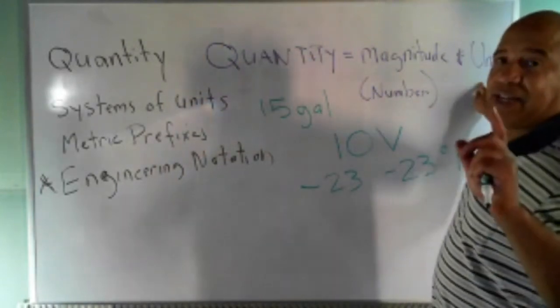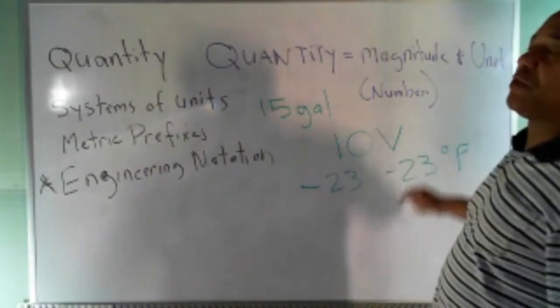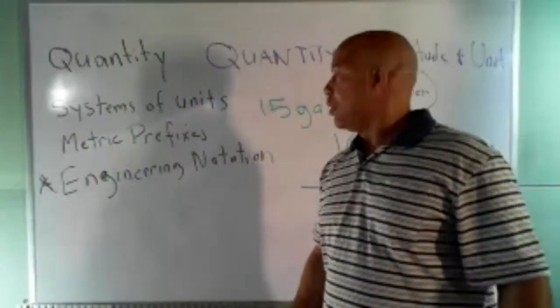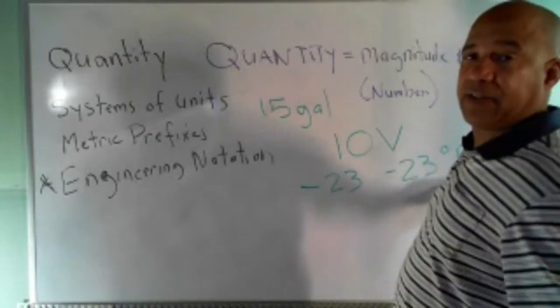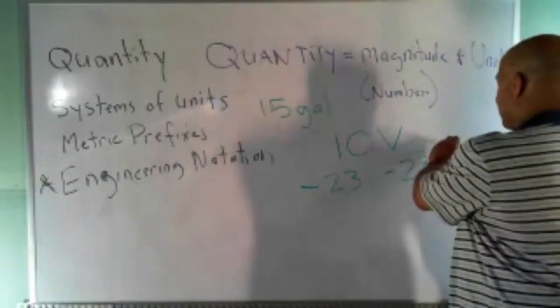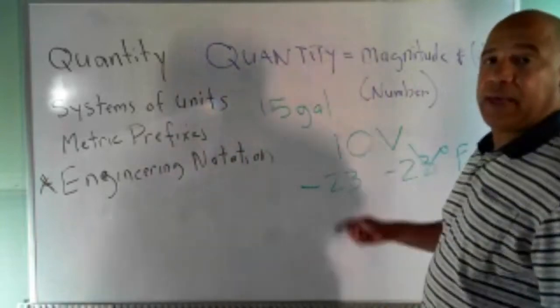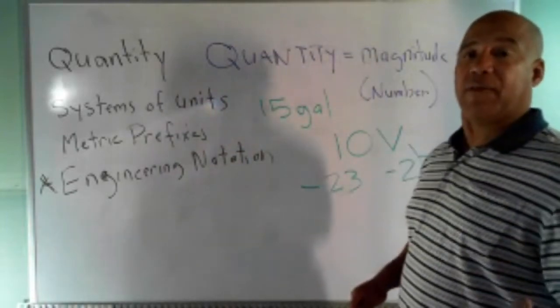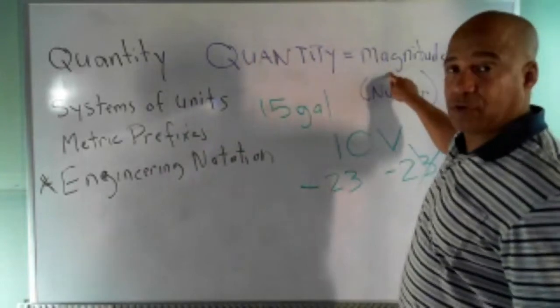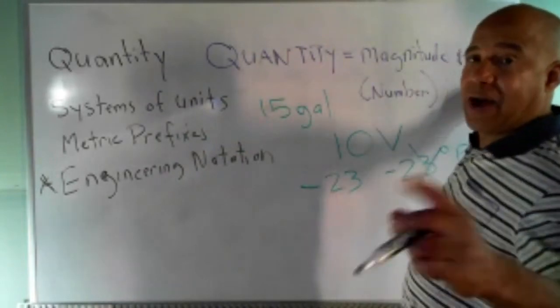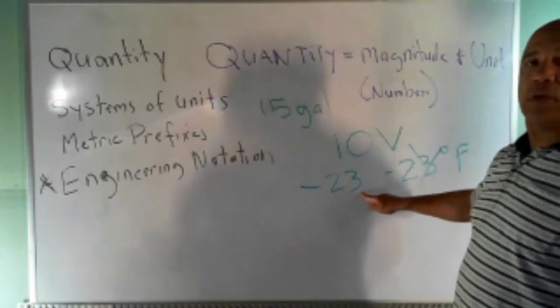Now, it's a simple idea, but you get mad at me sometimes because you forget to give me the unit. You'll say the answer is 23 or negative 23. And on the quiz, it's wrong. If you're expressing a quantity, if you want credit for it, you got to express it using the magnitude and the unit. Now, I know why students do it this way, because they don't know what the unit is.